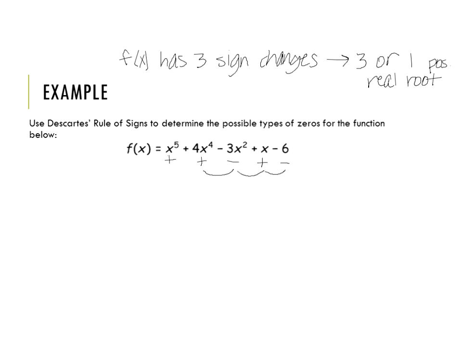Now we're going to take a look at the second piece of information, which has to do with f of negative x. So let's find out what f of negative x is equal to. Okay, remember that just means we plug negative x in for all of my x's. So I have negative x raised to the 5th power plus 4 times negative x raised to the 4th power minus 3 times negative x squared plus negative x minus 6.